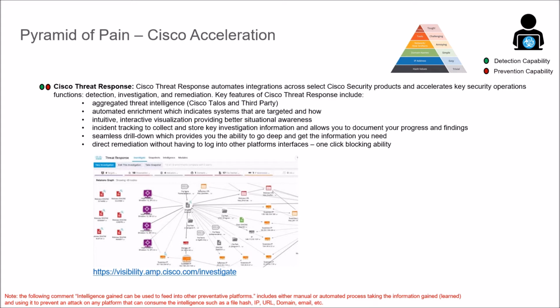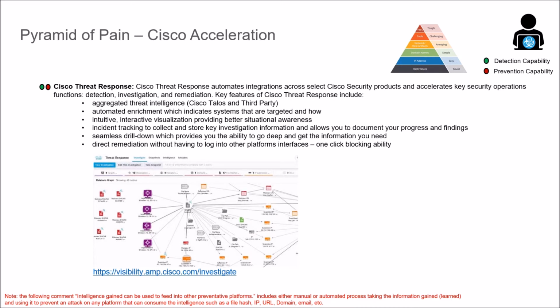You want incident tracking. You want to store key investigative information to allow yourself to document your findings and your progress. You want to be able to drill down very quickly. And again, like I mentioned, right, you see a target, you might want to know more about that specific target, or you might want to know something a little bit more around the observation that the target is communicating with. And then ultimately taking action right from the platform itself.